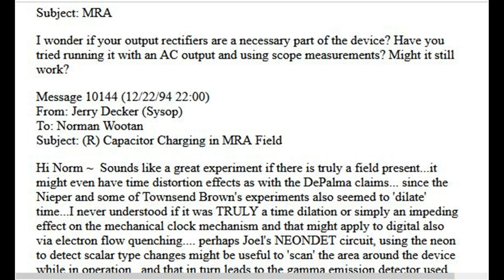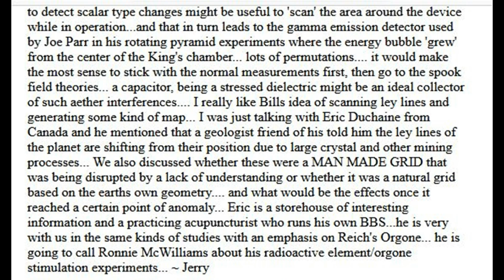Perhaps Joel's NEONDET circuit, using the neon to detect scalar type changes, might be useful to scan the area around the device while in operation, and that in turn leads to the gamma emission detector used by Jopar in his rotating pyramid experiments, where the energy bubble grew from the center of the king's chamber. Lots of permutations. It would make the most sense to stick with the normal measurements first, then go to the spook field theories. A capacitor, being a stressed dielectric, might be an ideal collector of such ether interferences.